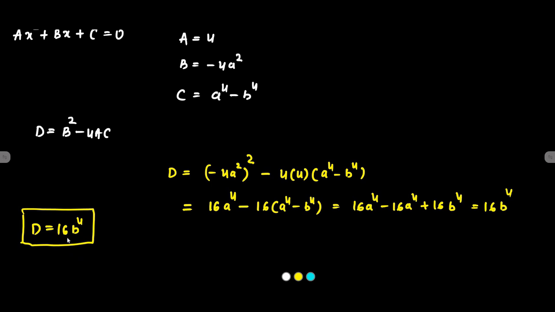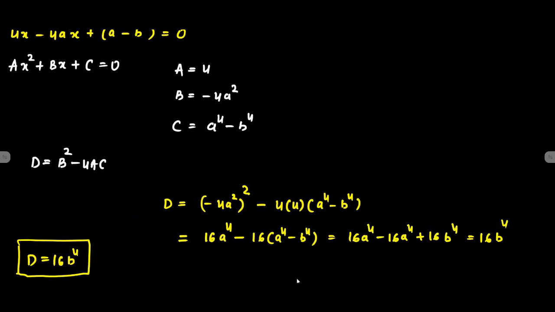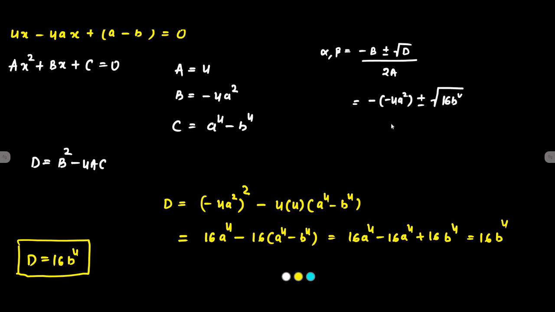So the discriminant value is equal to 16 b to the power 4. This is the value of the discriminant. Now we have to simply put the values and get the result. Okay, so the roots are alpha beta is equal to minus b plus minus root over of d, that is b square minus 4ac by 2a. Okay, so it is equal to minus minus 4a square plus minus root over of 16b4 by 2a, that is equal to 2 into 4.